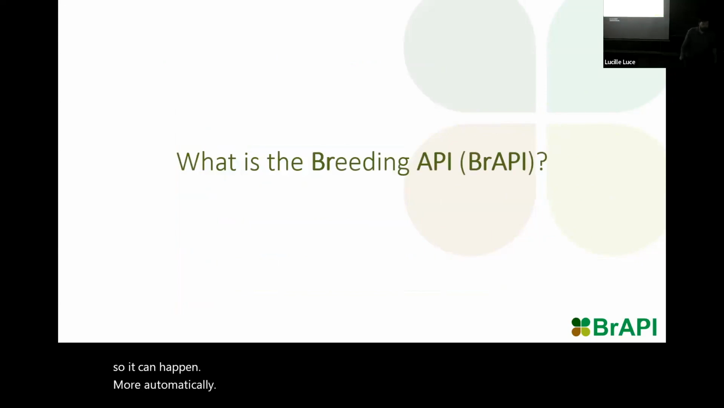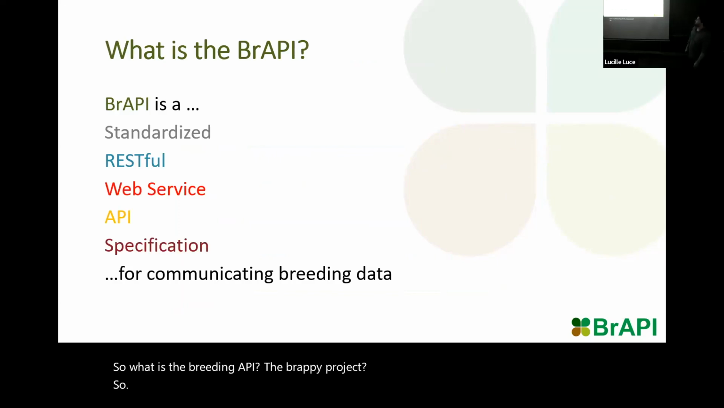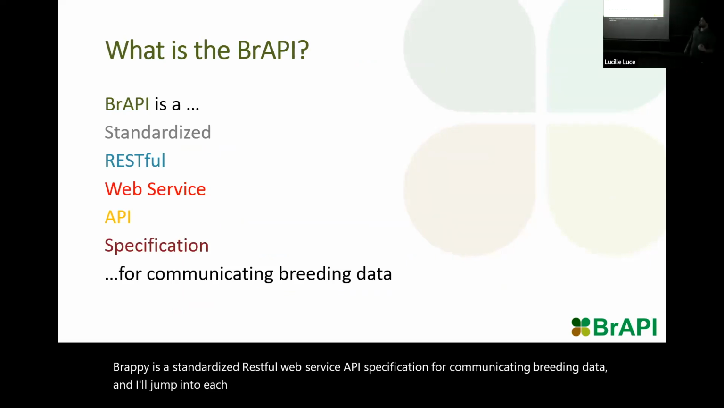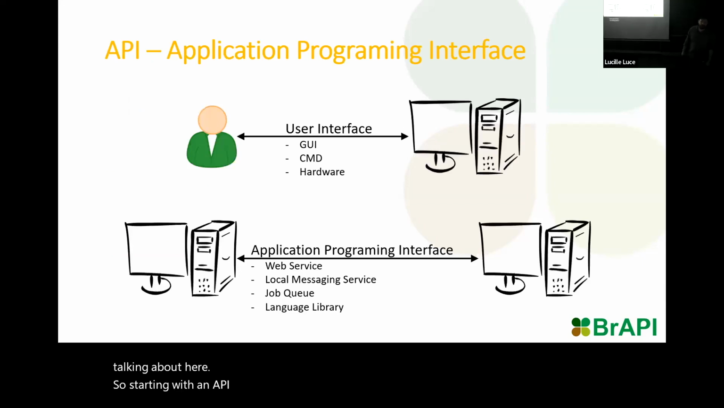Okay, so what is the breeding API, the BrAPI project? BrAPI is a standardized RESTful web service API specification for communicating breeding data. And I'll jump into each one of those terms just so we all have a clear baseline of what we're talking about here. So starting with an API, what's an API?